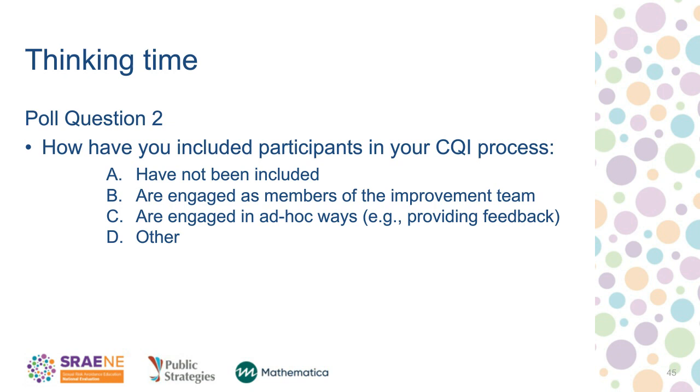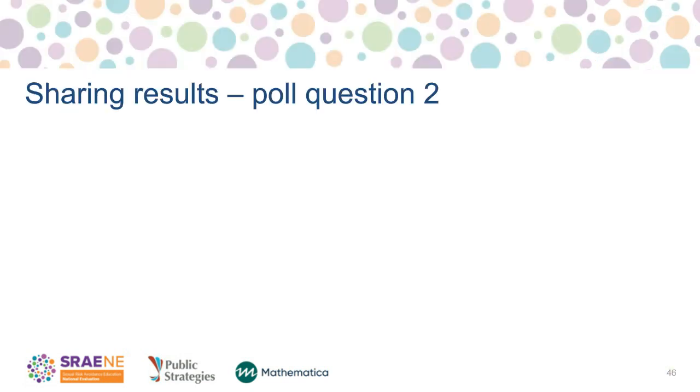Okay, let's take a look at what we have so far. About half of the teams are engaging youth in ad hoc ways. Just about 11% said they currently are engaging youth as members or participants as members of their CQI team. But that's great that so many of you are already finding ways to get feedback from young people to inform your program.